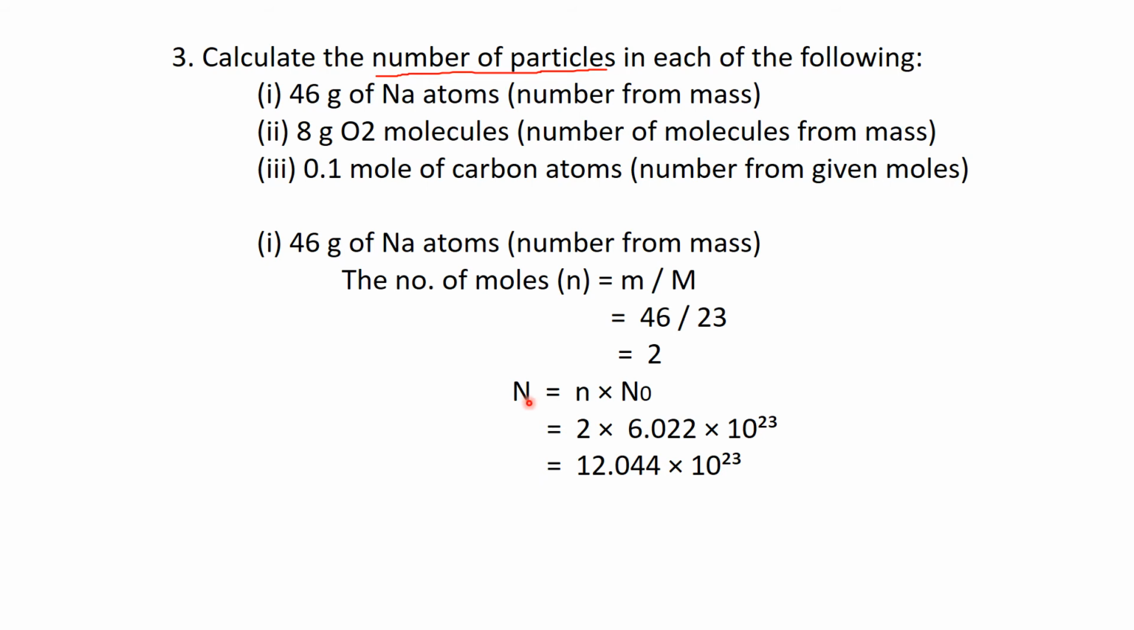But if you write the given number of particles here, it will be the Avogadro number multiplied by the number of moles. Number of moles is 2. So you will put 2 here, and the Avogadro number value is the same, that is 6.022 multiplied by 10 to the power 23. So when you multiply it, what does it come to? 12.044 multiplied by 10 to the power 23.